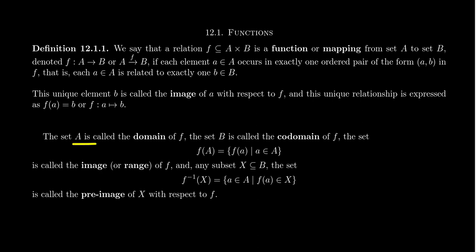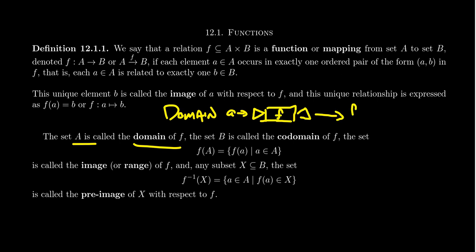So the set A is the set of where the things from the function are coming from. We commonly refer to this as the domain of the function. If you think of your function as a machine that transforms objects, you have A coming in over here into the machine. The domain is then the set of all possible input that goes into the machine. Well, the things that pop out of the machine are the image.